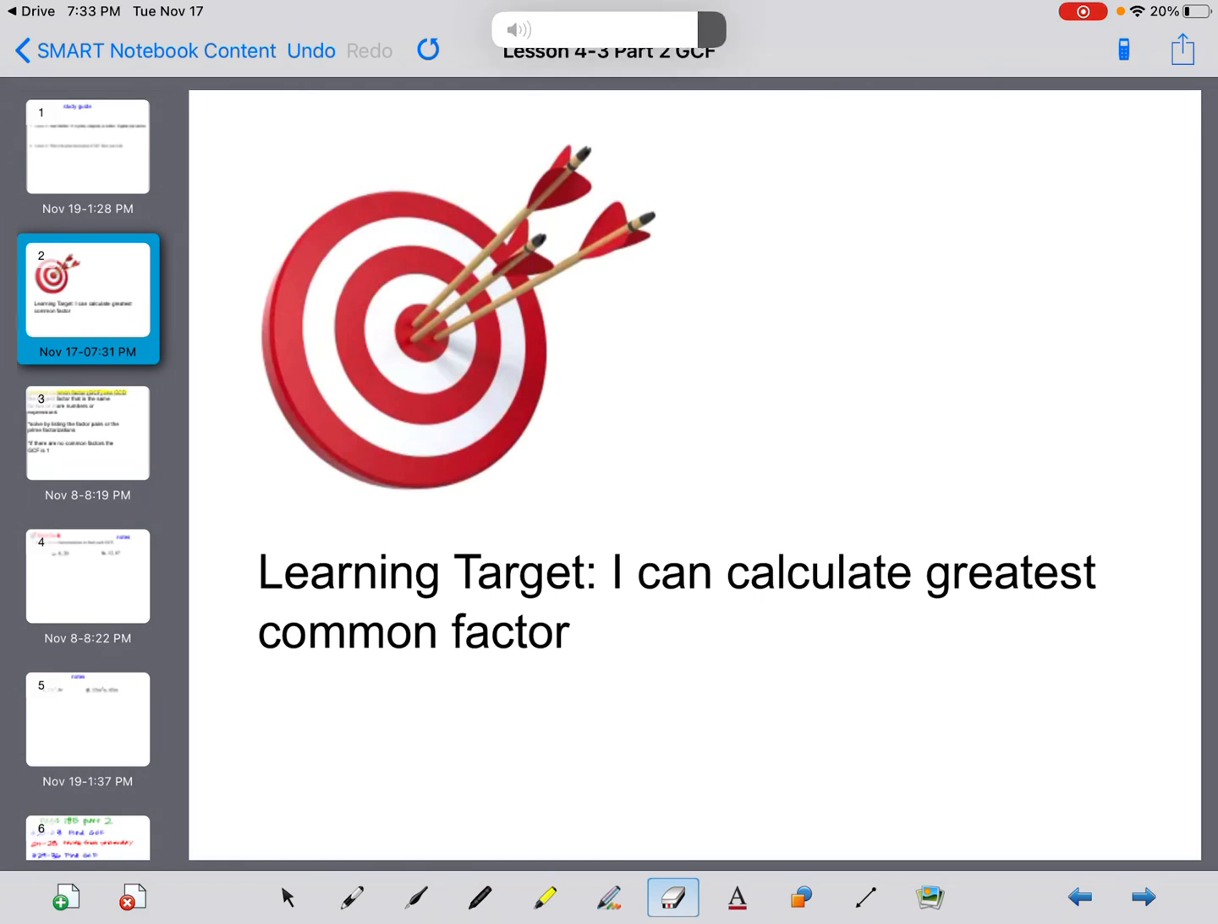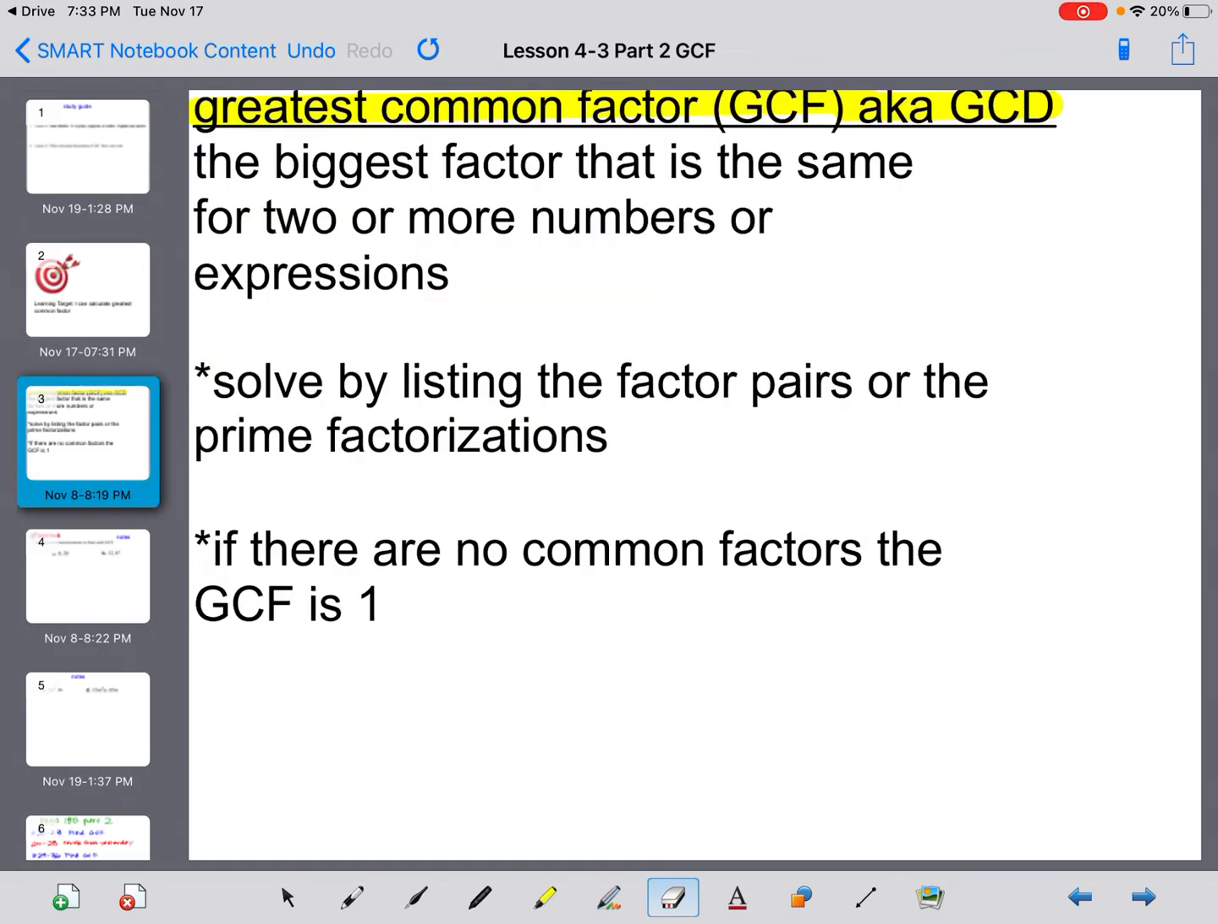Welcome back to more math with Miss Wimmer. Oh, what fun! Today's learning target: I can calculate greatest common factor. You need a lot of room to write, so don't write very big on this.